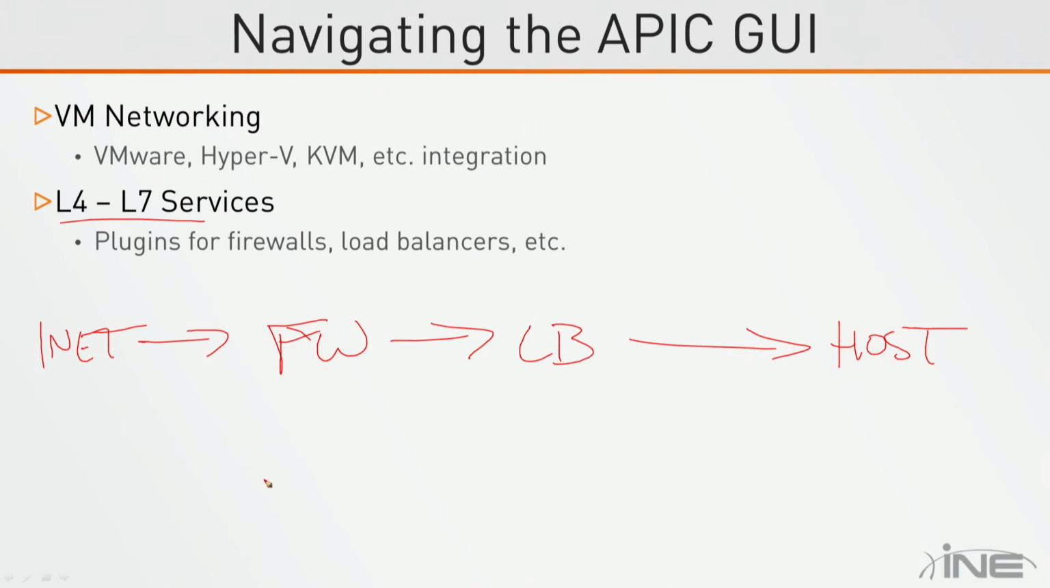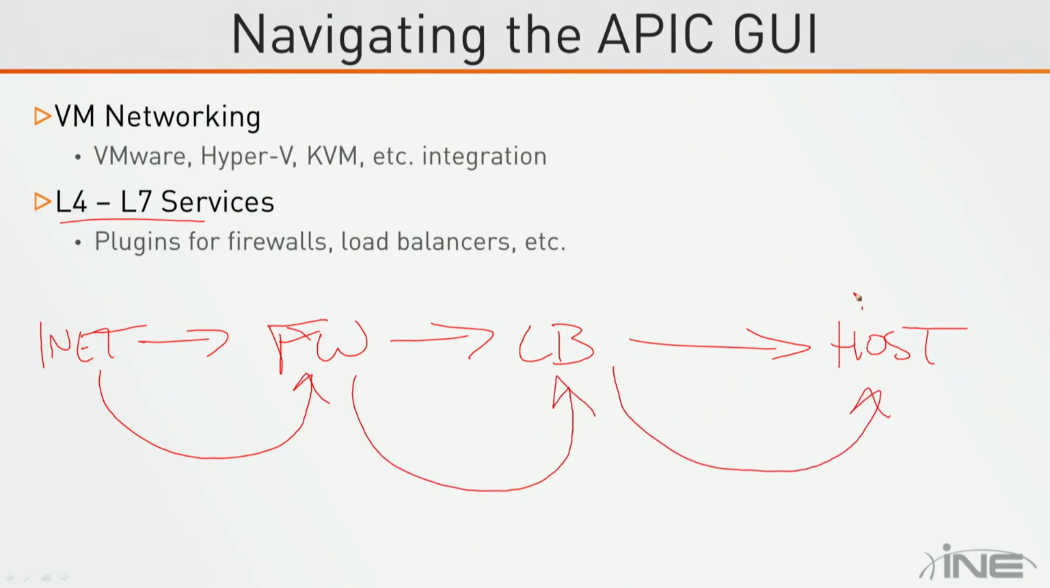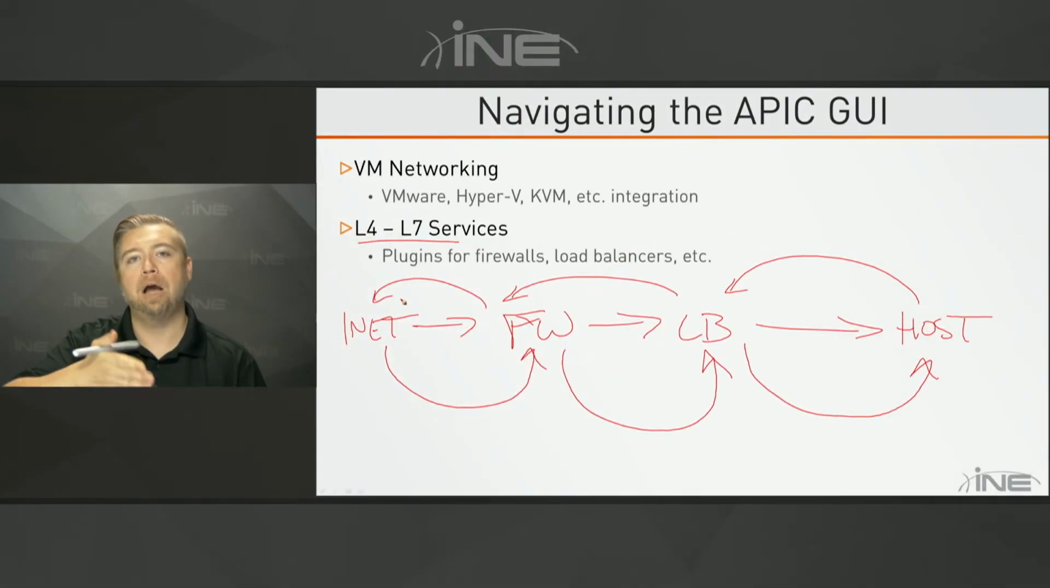So we would configure a graph basically saying that you're allowed to go from the internet to the firewall, from the firewall to the load balancer, from the load balancer to the host, and then return back in this direction. Basically it's like a blueprint of how the traffic flows through the fabric before it goes from the source to the destination.